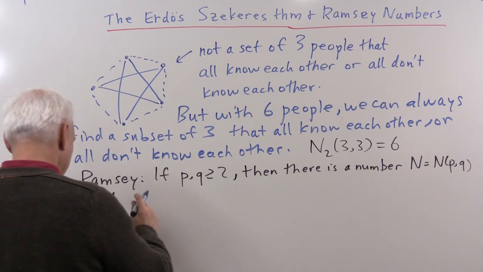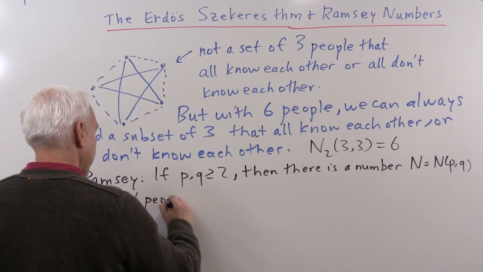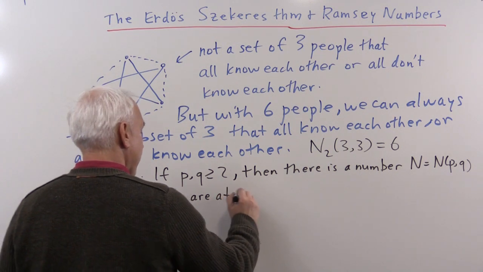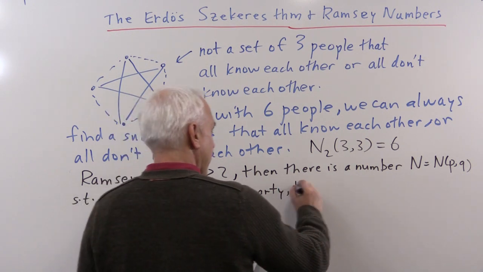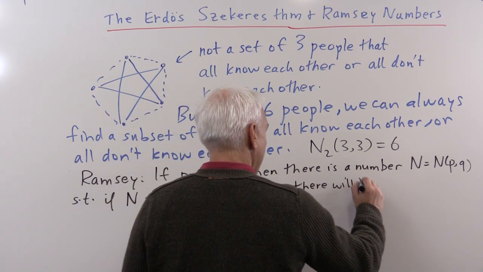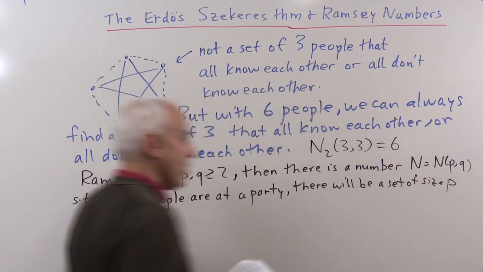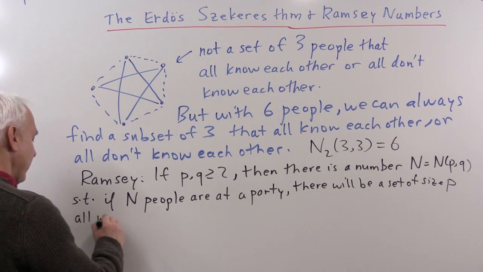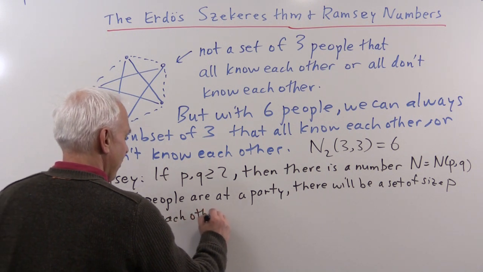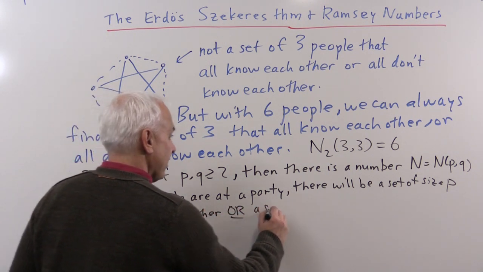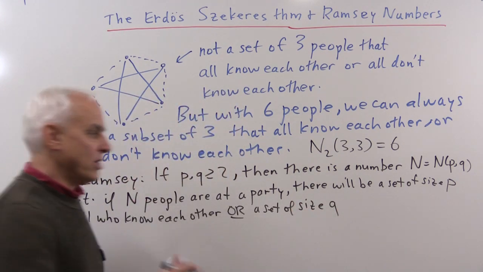if N people are at a party, there will be a set of size P, all who know each other, or a set of size Q, all who don't know each other.